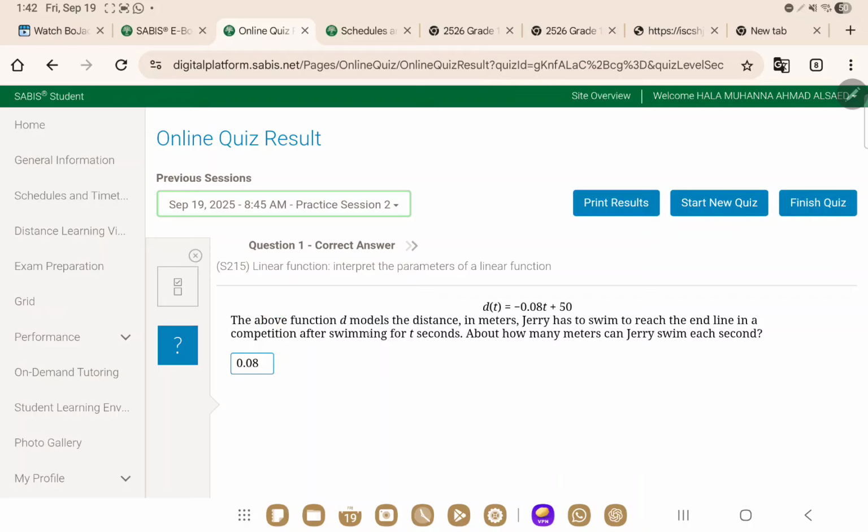Now they're telling you that this is the function d, the distance in meters Jerry has to swim to reach the end line in a competition after swimming for t seconds. How many meters can Jerry swim each second? If it's each second, it means that time is variable, because time is the variable thing in this equation. So the answer is gonna be the coefficient of t. You're gonna say, why didn't we put negative 0.08? You can't, because it is in meters and distance cannot be negative. So you just put 0.08. Moving on.